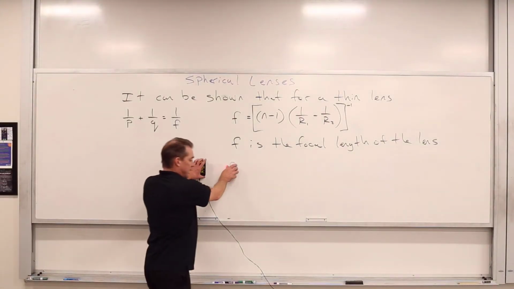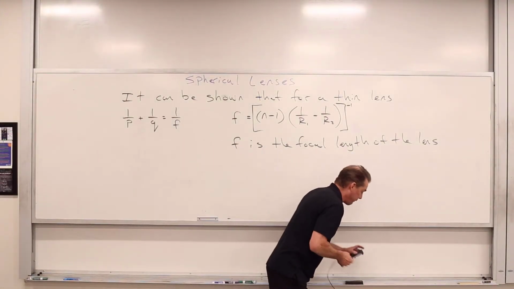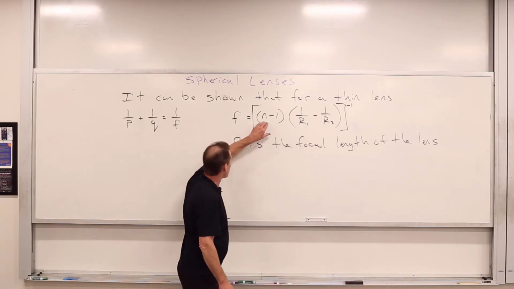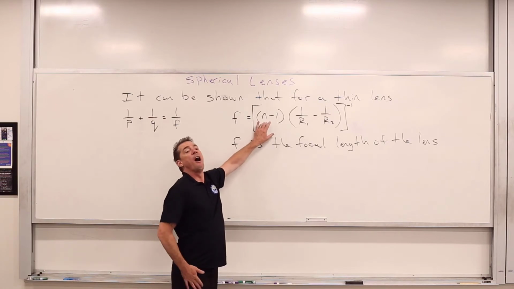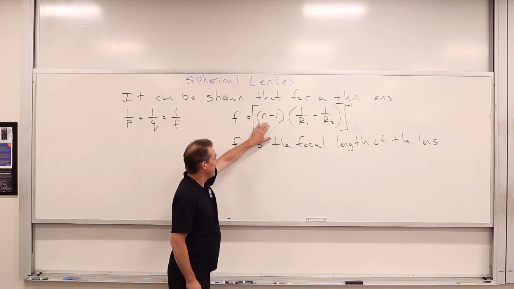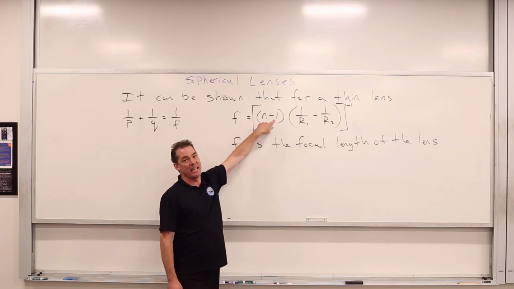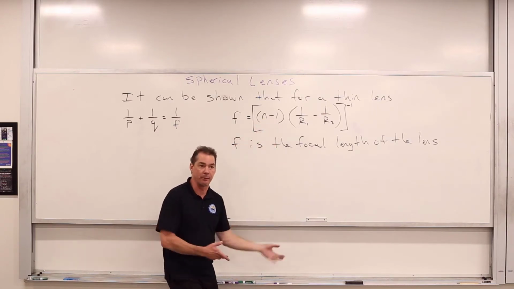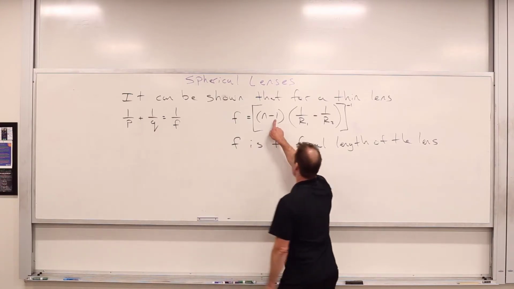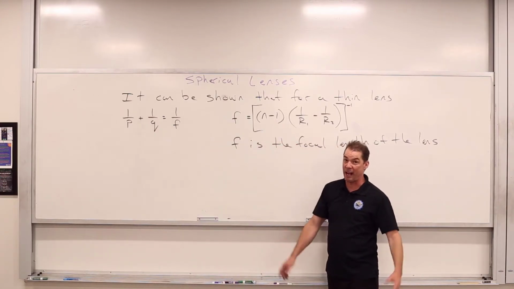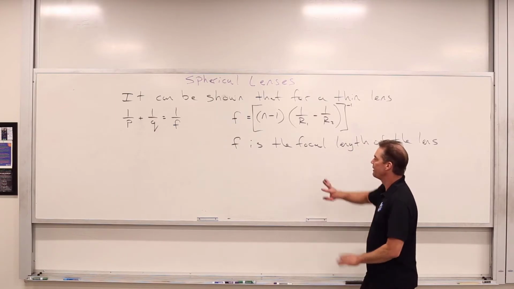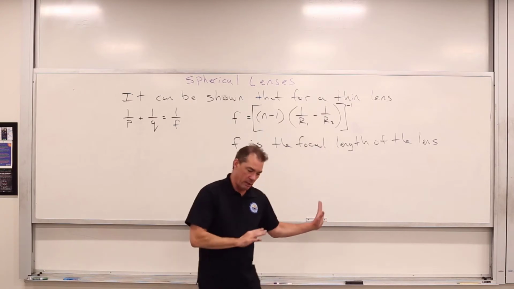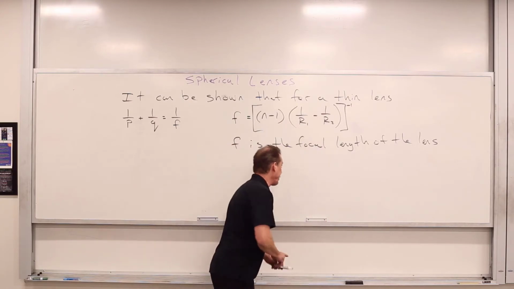The focal length is determined by the radii of curvature of the two surfaces comprising the lens, as well as the index of refraction of the material comprising the lens. This 1 here represents the index of refraction of air. We're just going to take lenses in air. If you start putting lenses in water and submerging them, then you have to change this 1 to whatever the index of refraction of that surrounding material is. We're not going to do that, so we're just taking that to be 1 as the index of refraction of air.